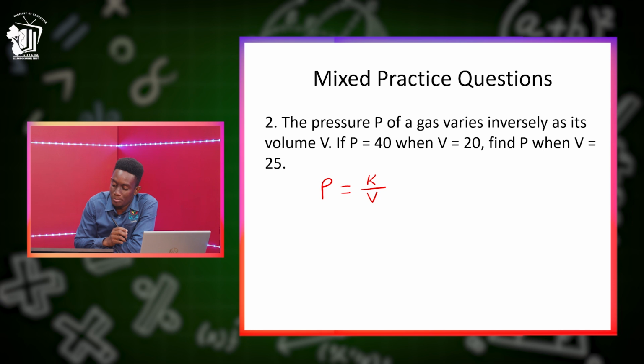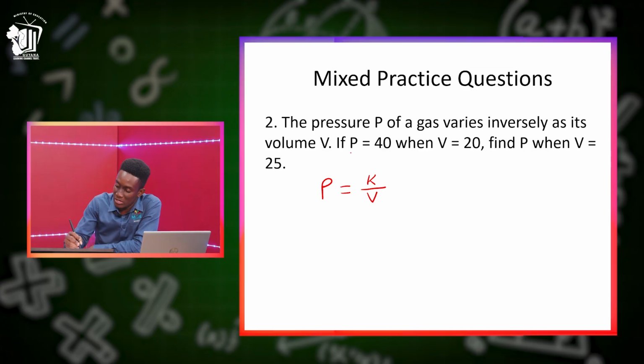First thing we need to come up with is the equation. So P is equal to K over V because it varies inversely as its volume. They want you to find P when V is equal to 25. So firstly, we must find what is K. They did not ask us to find K, but we have to find K. So we put in the values that we know for P and V. So we see P is equal to 40, which is equal to K over V, which is 20.